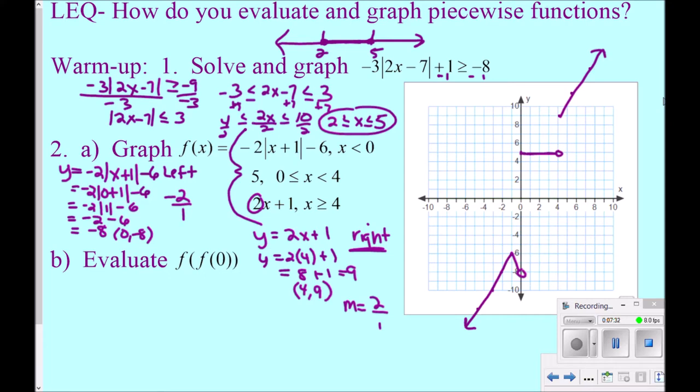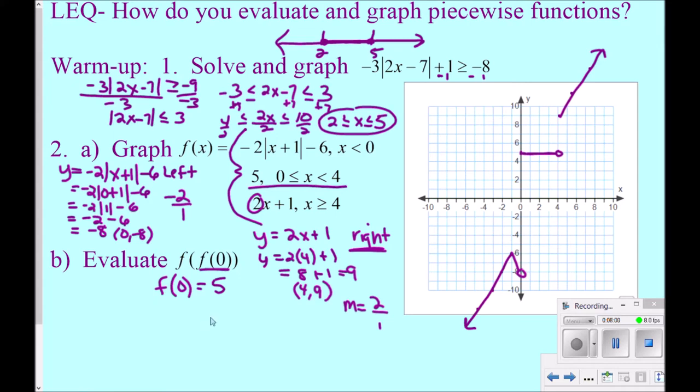Number 2, part B. So I'm supposed to evaluate f of 0, meaning I'm going to start by inputting 0 into the f function, which is the one we just graphed. So if I input 0 into the f function, I'm looking, is 0 less than 0, equal to 0, or greater than 4? Well, we know it's equal to 0. So that means our output for f of 0 is 5.